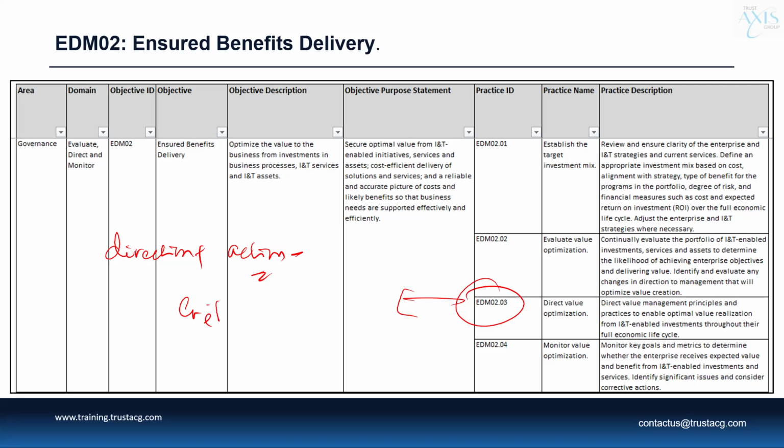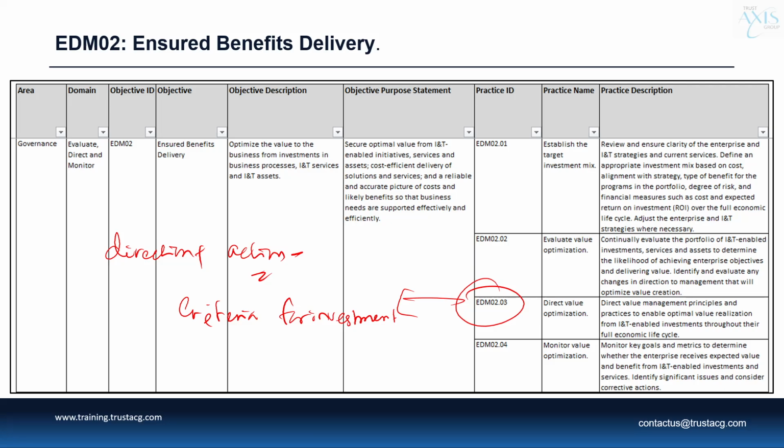So, what is the criteria for investments? Where you should invest, where you should not invest? What are the different thresholds, and what approvals are to be secured? All those kinds of things are defined under this particular practice.